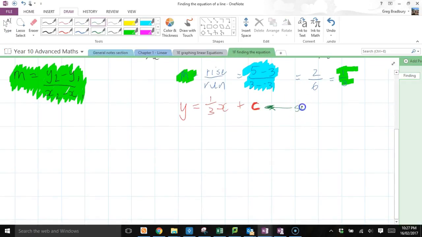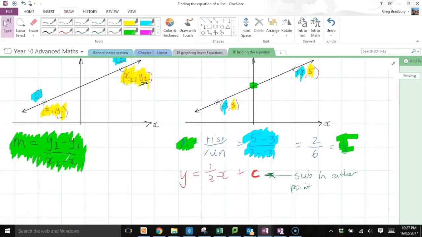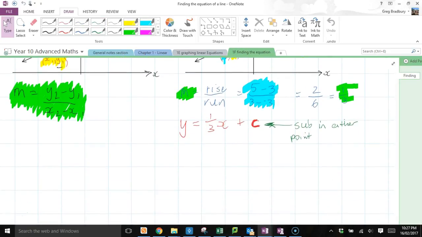So we're going to sub in either point. Up here, either (3, 5) or (-3, 3) should give you the same answer. I'm going to do (3, 5) because they're both positive. Usually it's generally easier when they're both positive, but it doesn't really matter. You just have to know your algebra. So I'm going to substitute in 5. These are my x and y coordinates, so my y coordinate is 5.